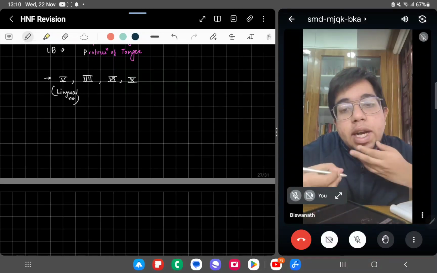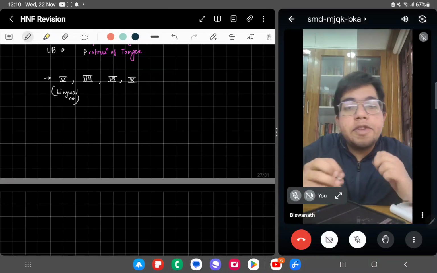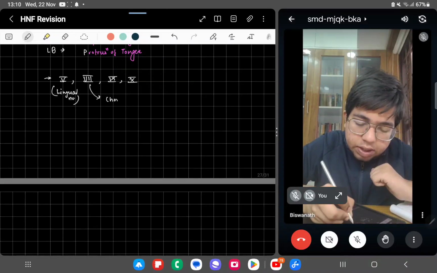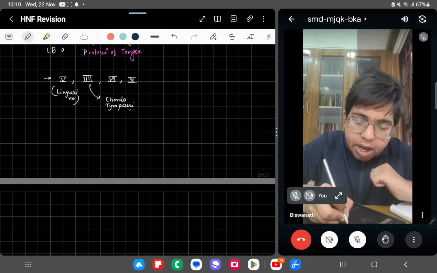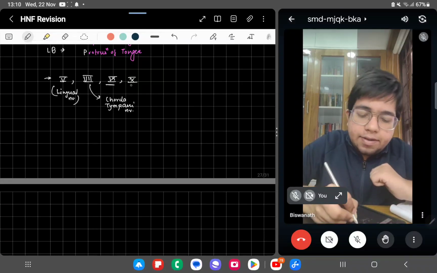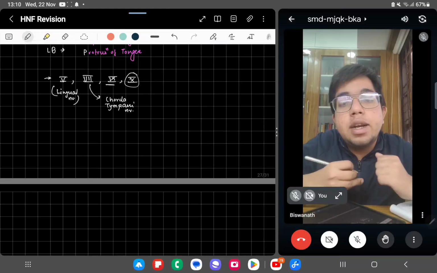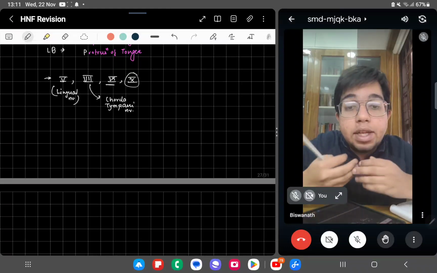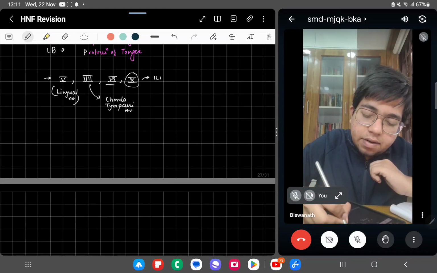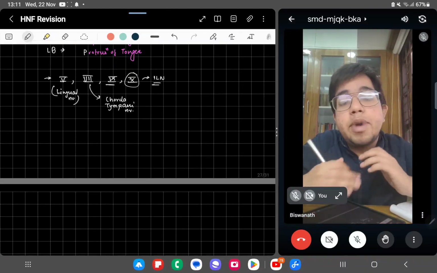Seventh nerve is the chorda tympani nerve, which you'll see in the course of the facial nerve. Ninth nerve is there, and the tenth nerve is the internal laryngeal nerve, ILN. That is a branch of your tenth nerve.